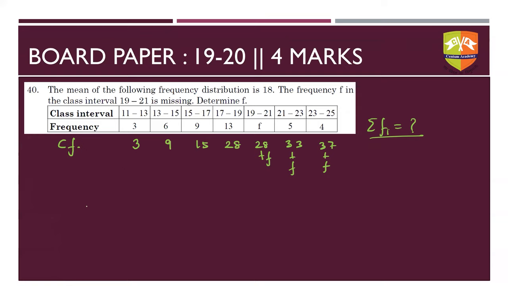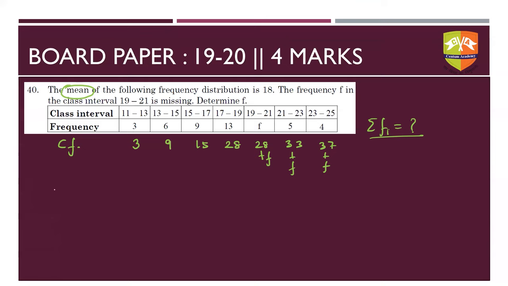Okay. So what to do next? The mean of the... See, this is the problem. This question is not about median. It is about mean. The moment you see this, people think it is median. But thankfully, read the question once again before attempting anything. The frequency F is in the class interval 19 to 21, which is missing.